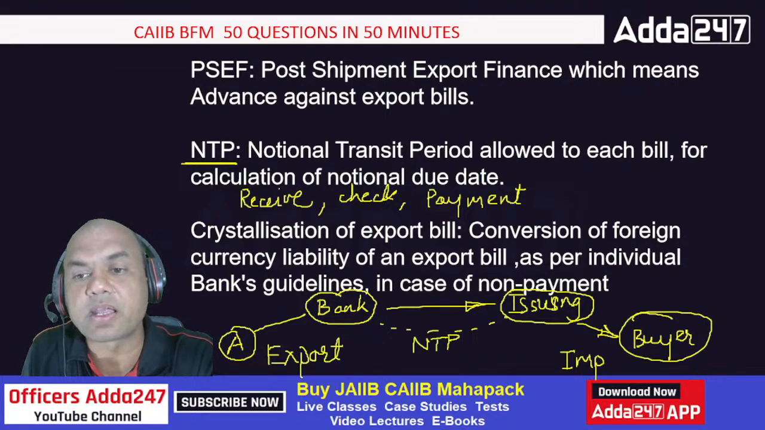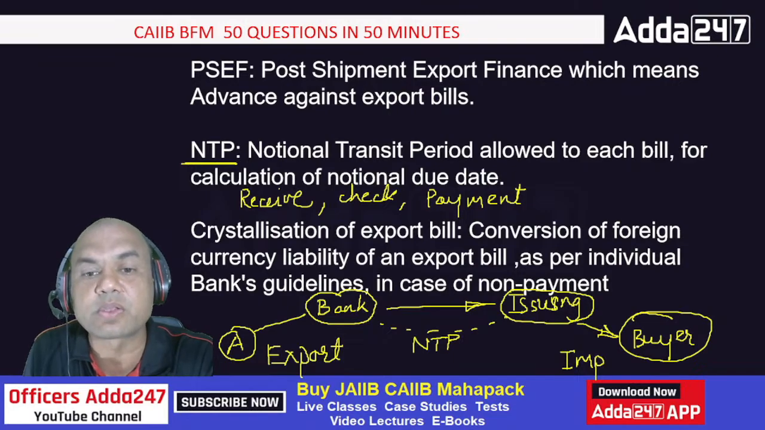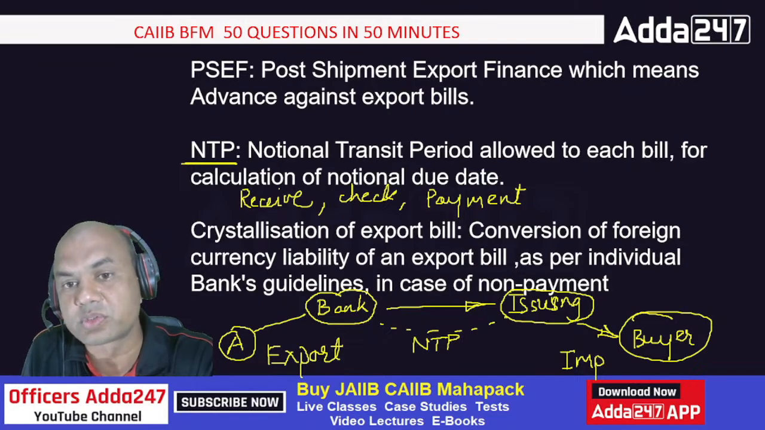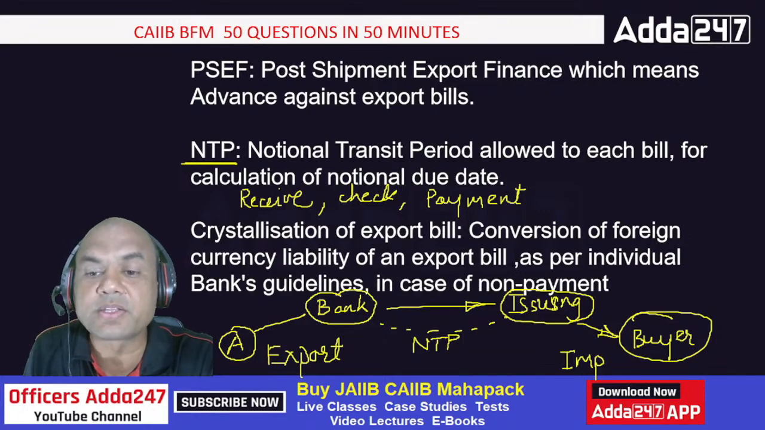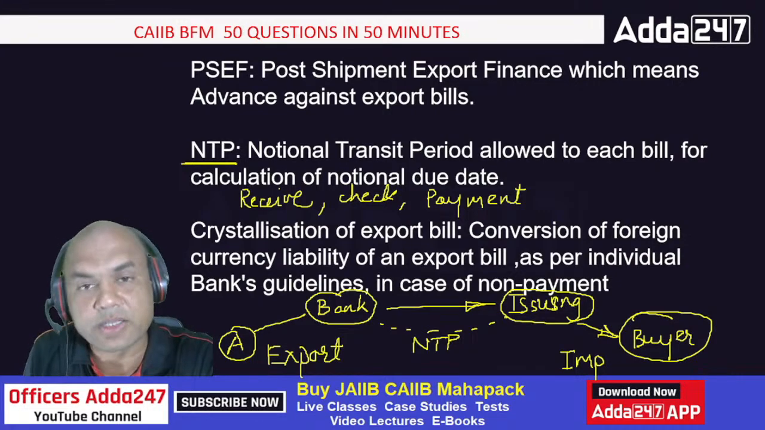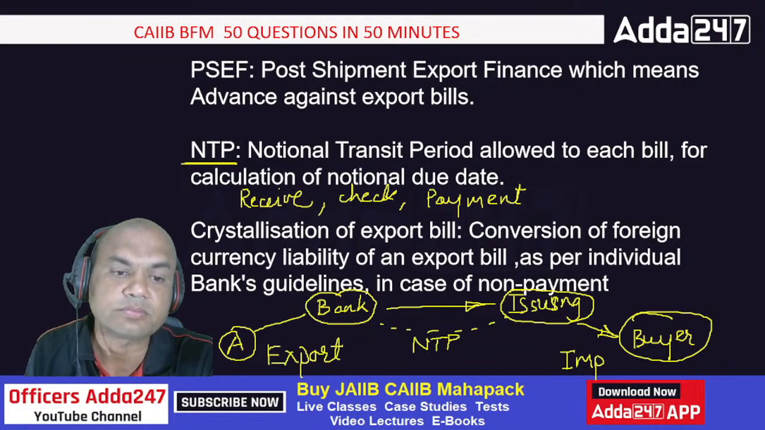Normal transit period allowed to each bill for calculation of notional due date. Notional due date means due date of payment. The payment this issuing bank will be making, when? That is important. Okay.